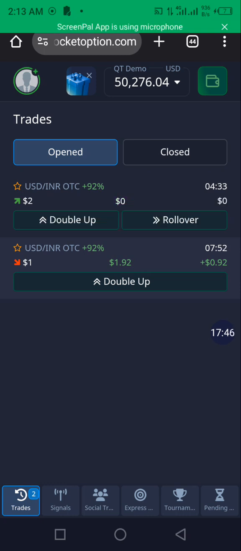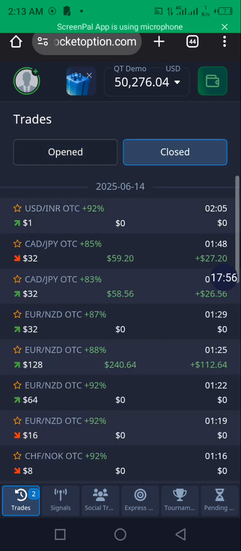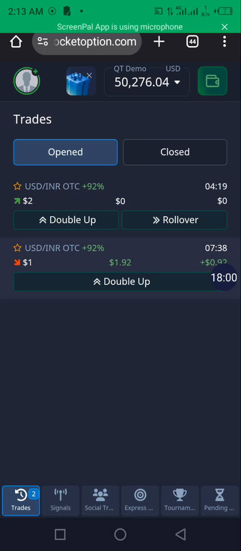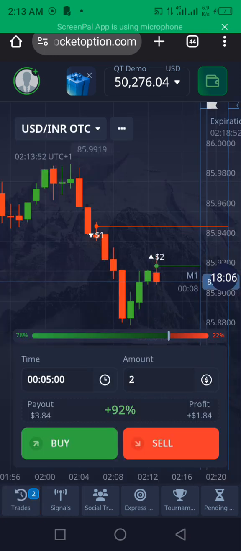So if you want to see a running trade, you click on open. If you want to see a trade that has been closed, click on close. When you click here, you see all the trades that we have closed. When you click on open, you see all the trades currently running on the platform. So that is a simple way to trade our signals. There's nothing difficult here.